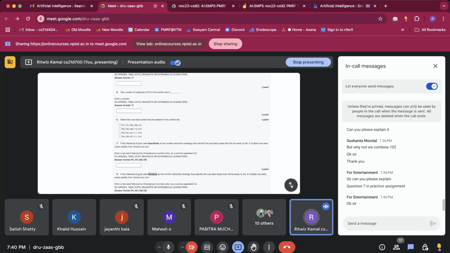No, not that. Take one rule data tuple at a time and see how specific that is. Not how many number of times it is appearing. Within each rule data tuple, how many conditions you have to verify before you can apply that rule.